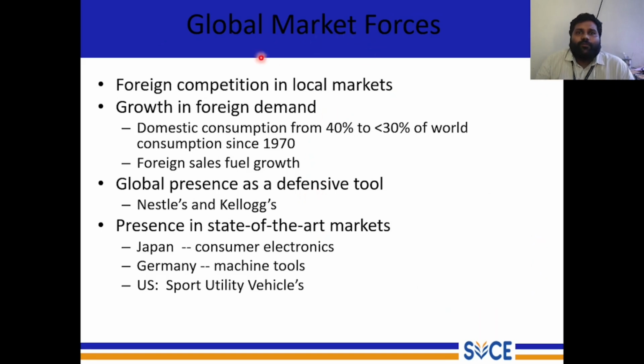Global market forces like foreign competition in local markets, growth in foreign demand, domestic consumption from 40% to less than 30% of the world consumption since 1970. Foreign sales fuel growth.